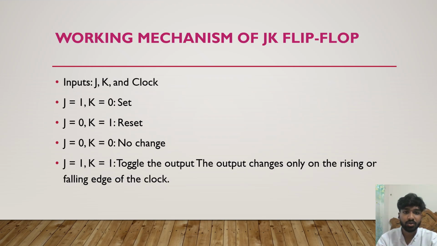Let's know the working mechanism of JK flip-flop. Here the inputs are J, K, and clock. When J equals 1 and K equals 0, then the output is set. When J equals 0 and K equals 1, then it stays reset. When J equals 0 and K equals 0, there is no change. When both J and K equal 1, toggle the output. The output changes only on the rising or falling edge of the clock.